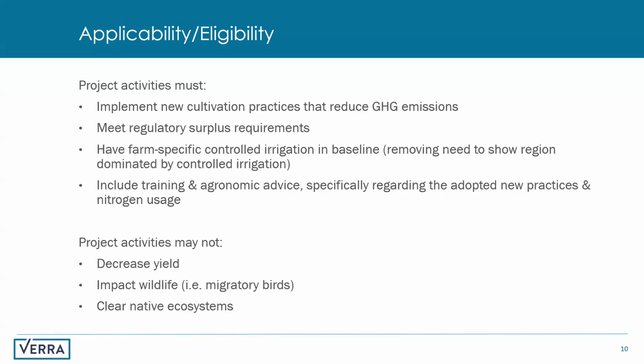And then down the bottom here, project activities may not decrease yield. We'll probably look at VM42 and be slightly more flexible, so not a complete ban. We'll most likely look at ensuring that any yield changes are de minimis. And we'll also look at impacts to wildlife, probably biodiversity a little more broadly, but definitely impacts to wildlife.